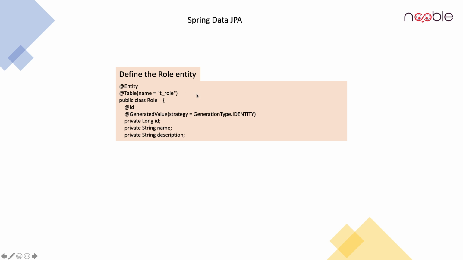Let us go to coding. Let us see how we are defining the role entity. Here we have @Entity, the table name is given, public class Role with primary key ID. It will be annotated with @Id, and we have a generated value where strategy equals GenerationType.IDENTITY, and name and description. Let us see it in IntelliJ.